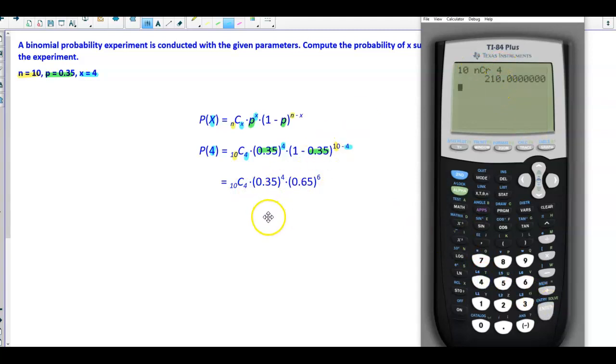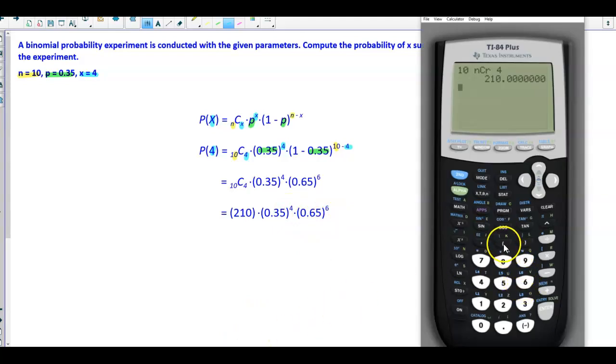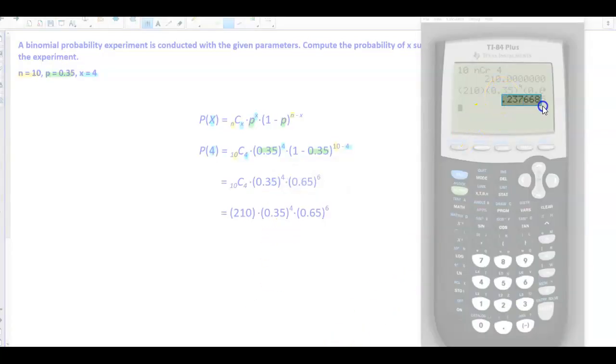Okay, so now we have the value of the combination, which is 210, times 0.35 to the 4th power, times 0.65 to the 6th power. So let's go ahead and do that. We take 210, multiply that by 0.35 to the power of 4, and then multiply that by 0.65 to the power of 6. And then we get the following number.